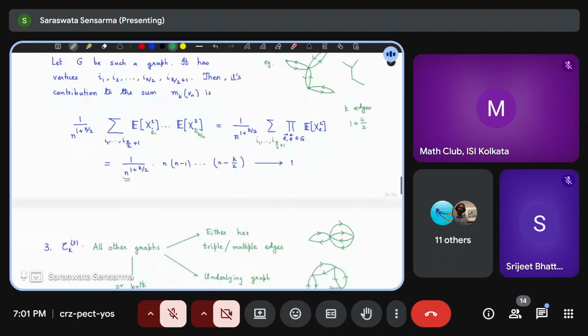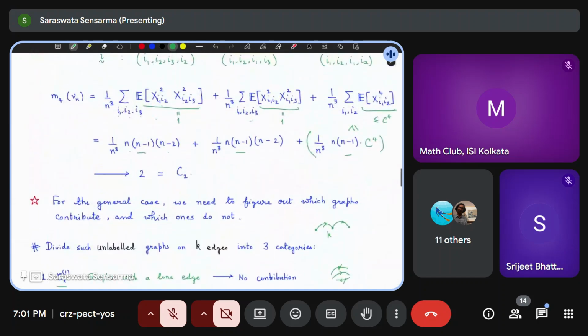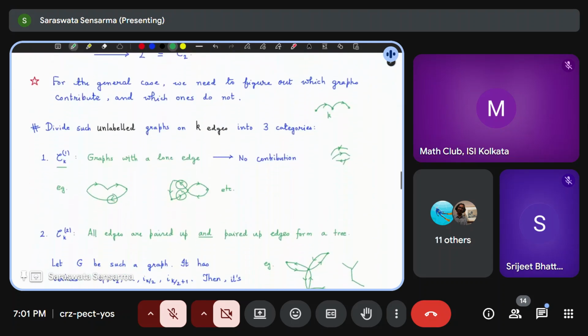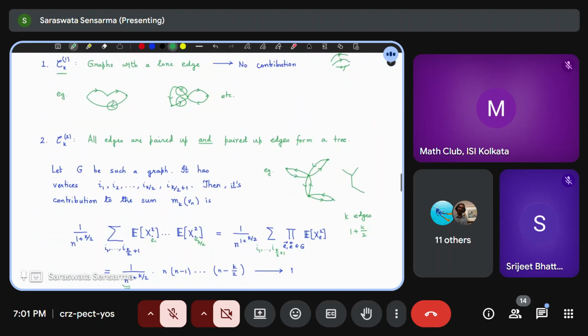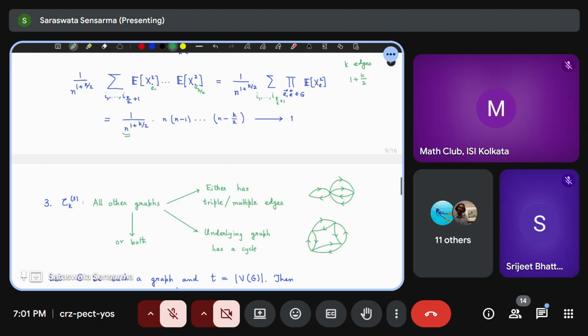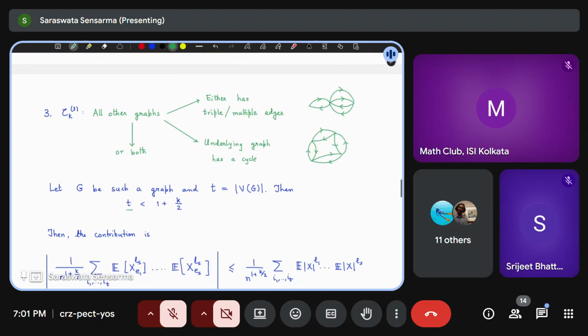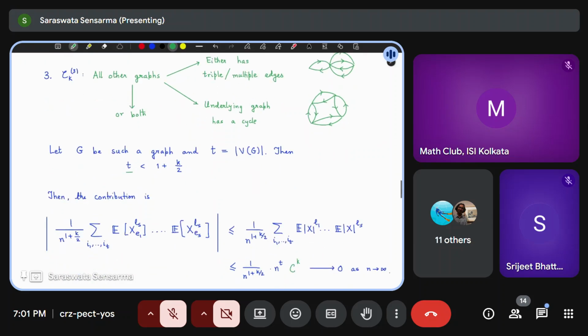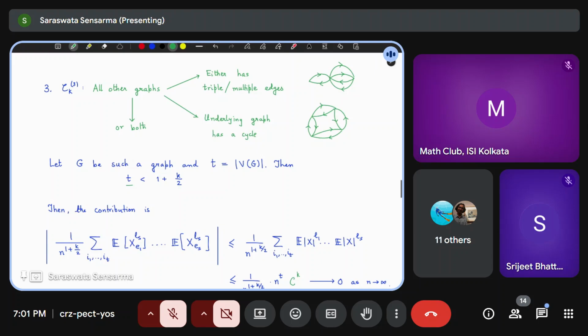All right. And the third case is graphs like this. If we go back to the earlier case, this had way too many edges and too few vertices. To counterbalance the term 1 by n to the 1 plus k over 2, the graph should have enough vertices so that there are enough choices to counteract. In the third case, the number of vertices was way too small. As you can see, the number of vertices is strictly smaller than 1 plus k over 2. So whatever contribution each of those graphs has goes to 0.